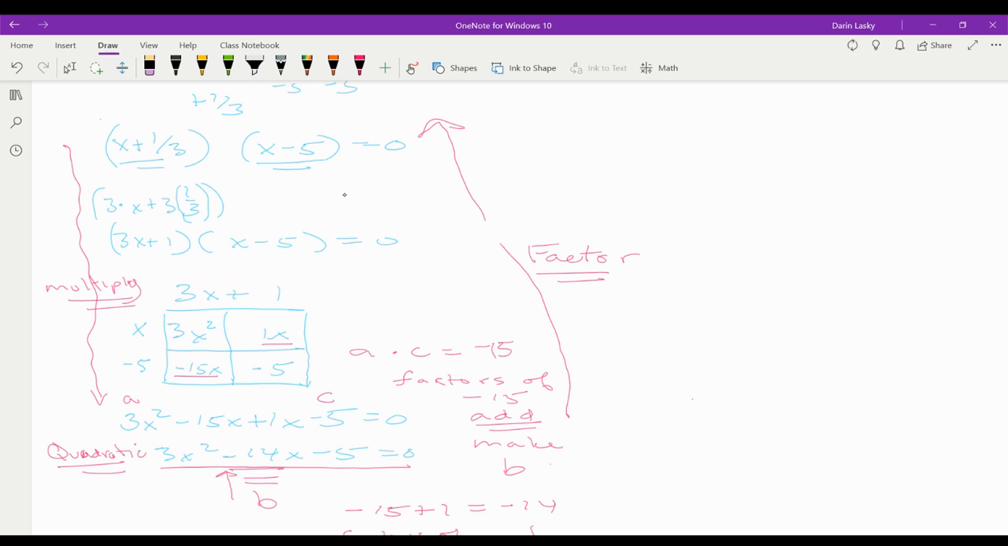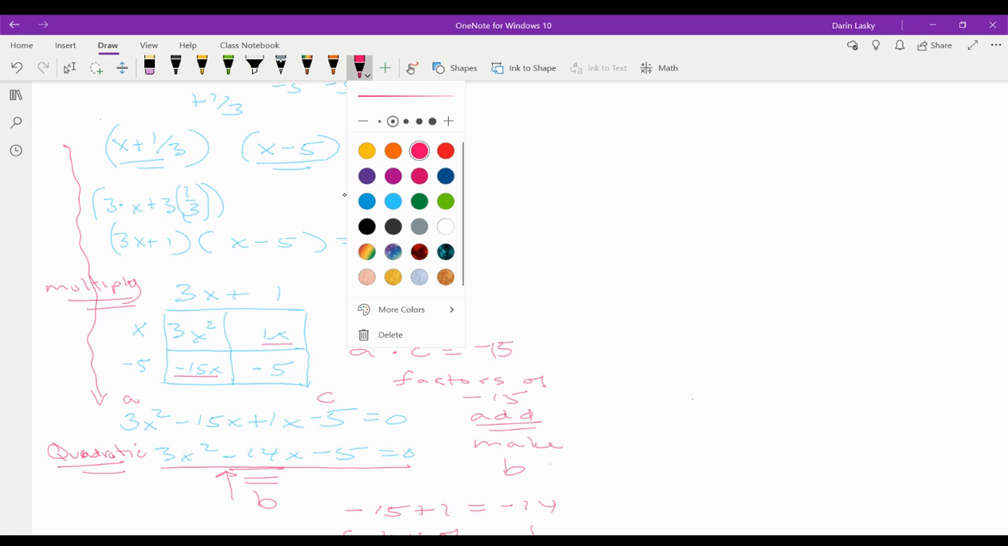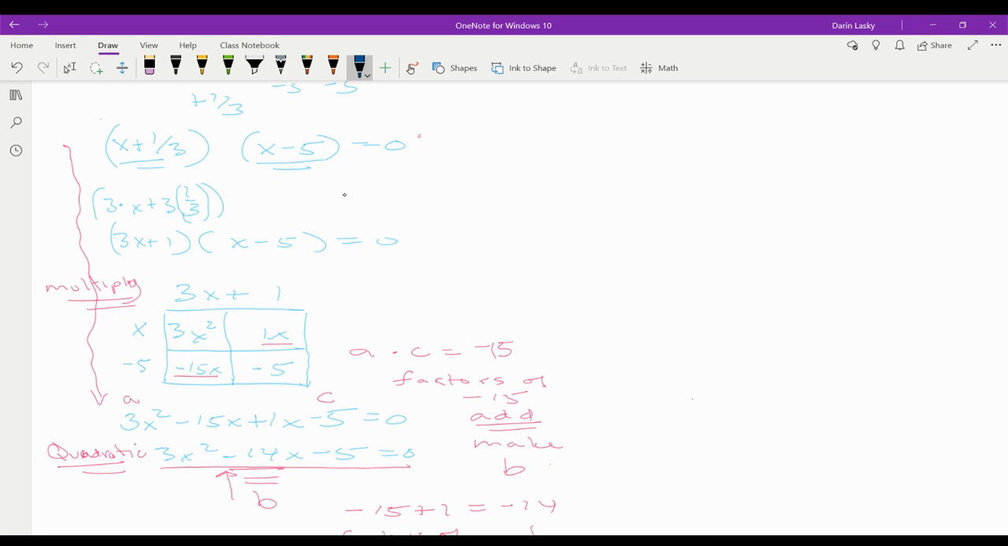So I am going to use this same equation here. Erase that. Okay. And I'm going to make the line a little bigger, and I'm going to say, okay, I want to solve by factoring. What do I want to solve by factoring? I want to solve 3x squared minus 14x minus 5 equals 0.